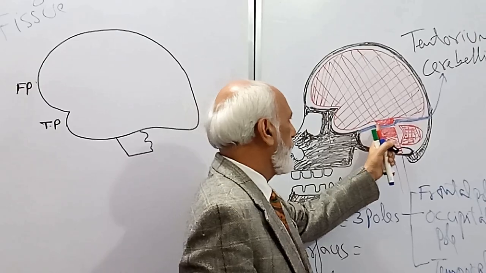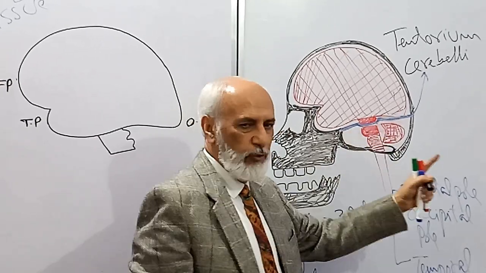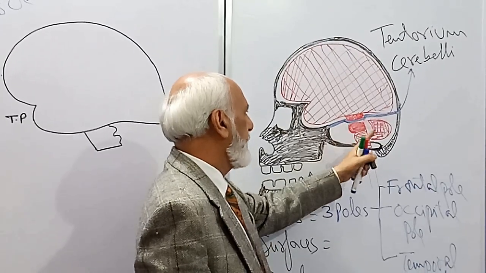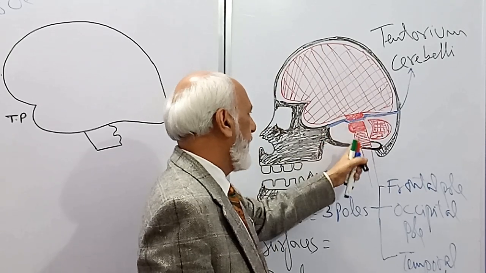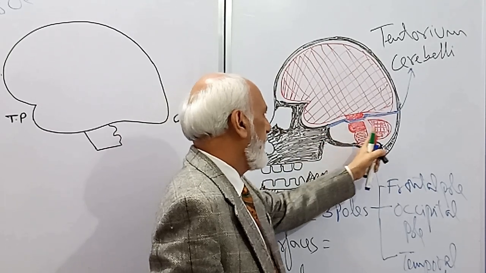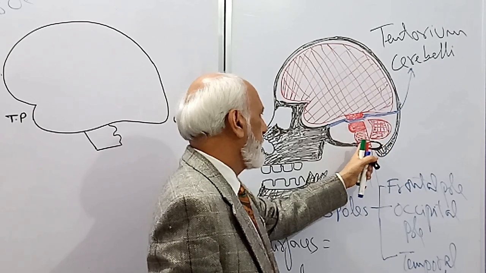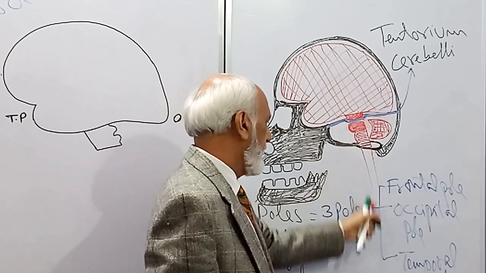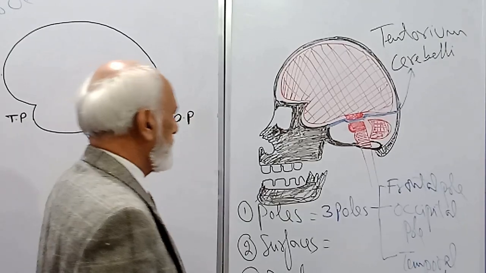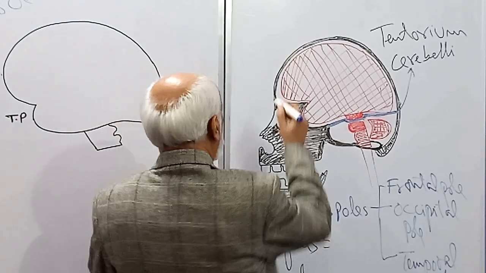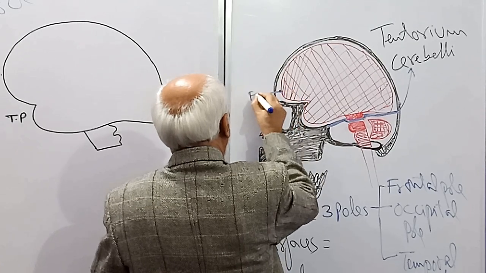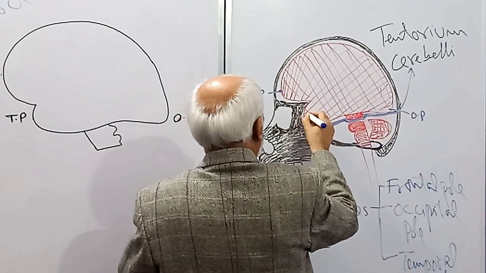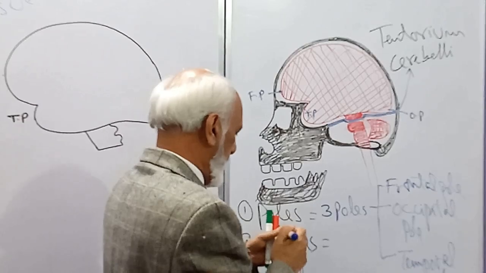So you can see there is an opening in this tent-shaped dural fold called tentorium cerebelli, through which the midbrain passes downwards, and below the tentorium cerebelli is the pons, medulla oblongata, and behind this is the cerebellum. And the medulla oblongata passes to the foramen magnum, and below the level of foramen magnum, the spinal cord continues. So you can see here, this is frontal pole, this is posterior or occipital pole, this is temporal pole of cerebrum.